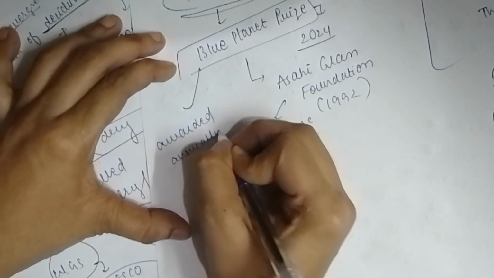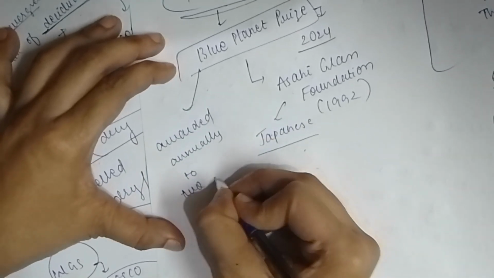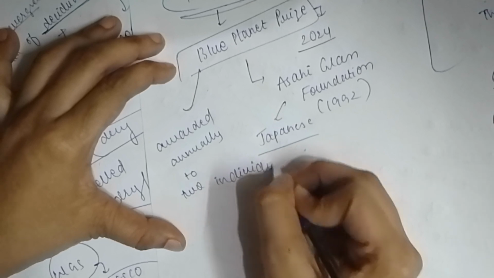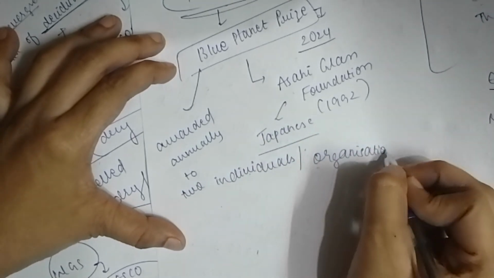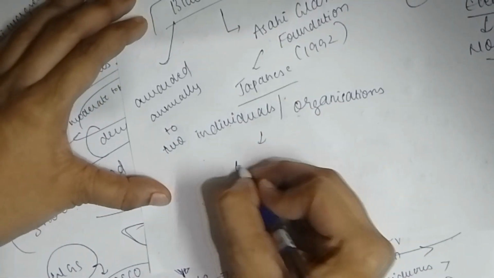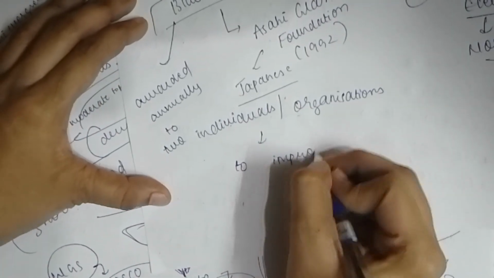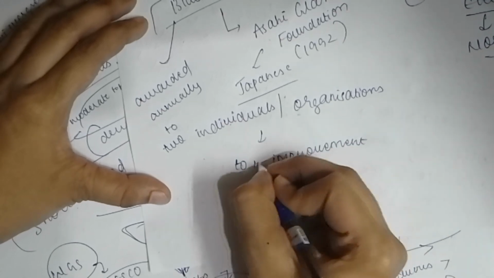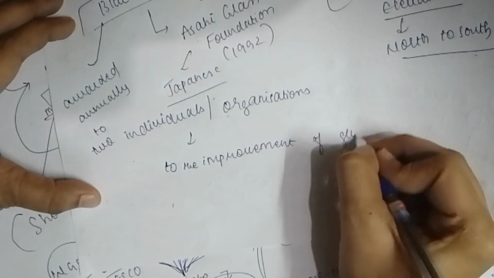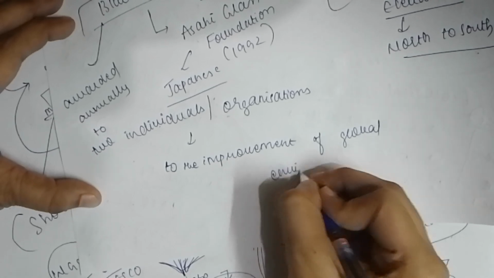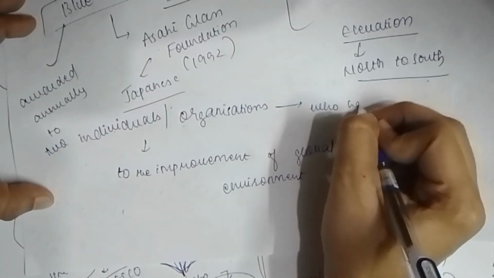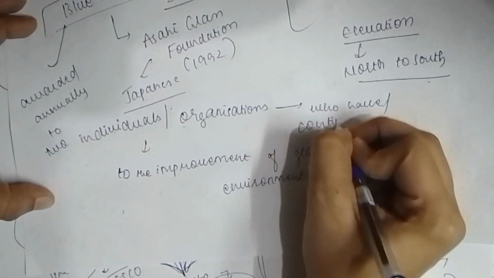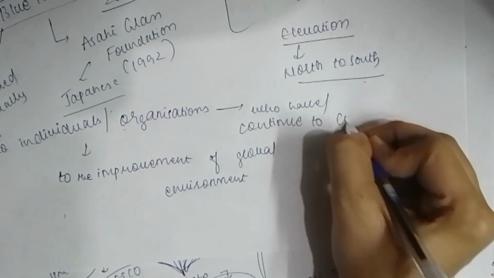This is a small topic only. Awarded annually to two individuals or organizations who contribute significantly to the improvement of the global environment. You can mention here who contribute significantly, who continue to contribute, or who have contributed already, who have or continue to contribute significantly.